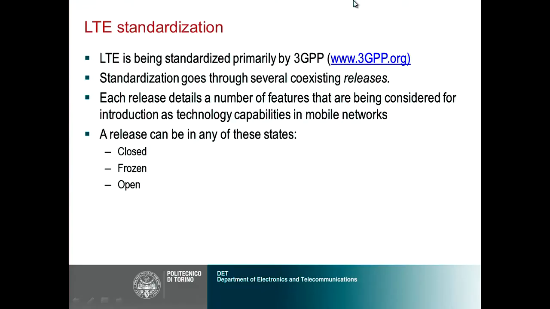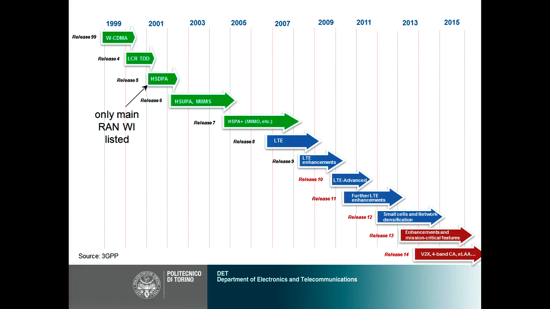Okay, LTE standardization has been going on for 10 years already. And as you already heard, it's standardized by 3GPP, and it goes through several coexisting releases, as I mentioned before. 4G starts from release 8. All the previous releases, 4, 5, 6, 7, are UMTS, so 3G. Release 8 is the first one, and it began in 2007, so 10 years ago, and it has been going on ever since. All of these releases, including the last one, release 14, are now closed. Are now frozen. All the previous ones are closed, these ones are frozen.